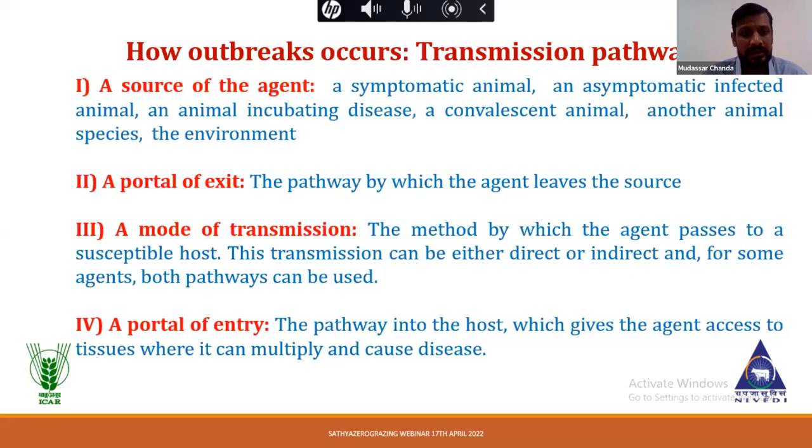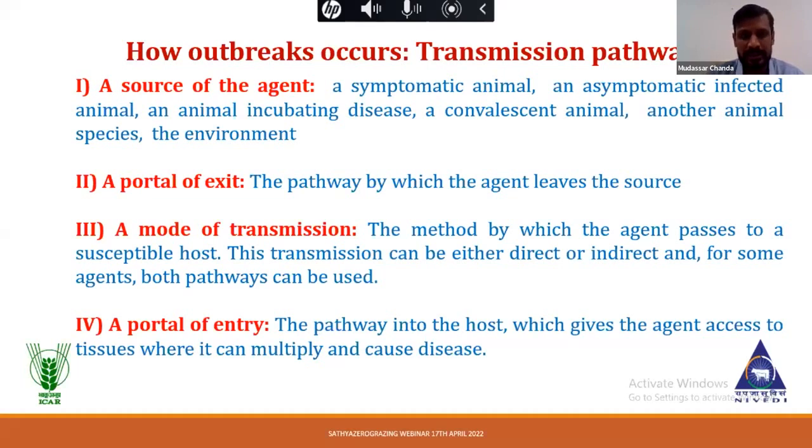And the portal of entry. This portal of entry is with respect to the host barriers, whether it is by bite of vectors, or by ingestion, or by any other routes. So that pathway, how it enters the host, we need to understand these concepts when you are doing the investigations. Then we'll be able to identify how the disease is transmitting from one animal to the other animal. So these are the four fundamental points to remember when we talk of how outbreaks occur.